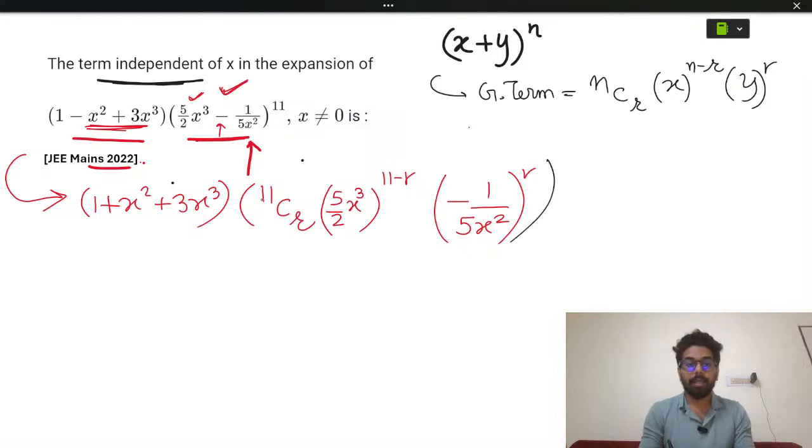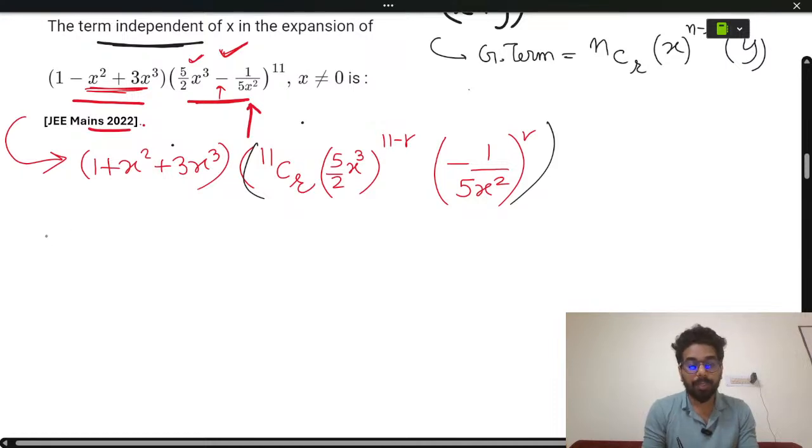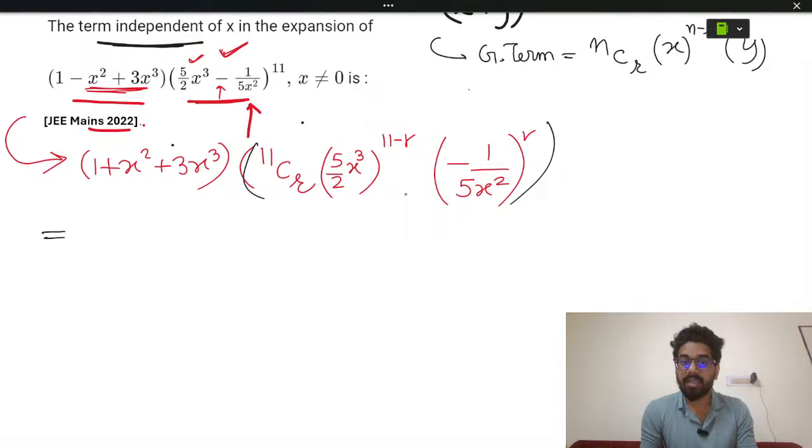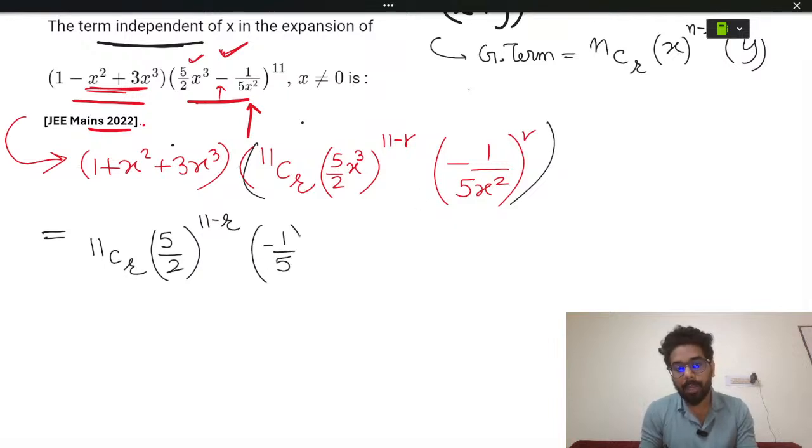Okay. Now after this, I have to make sure that I collect all the terms having x and all the constant parts. So the constant parts are 11Cr into 5 by 2 whole to the power 11 minus r into minus 1 by 5 whole to the power r. Okay, from this part.